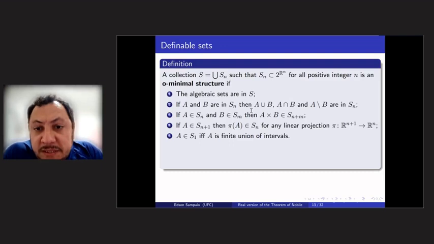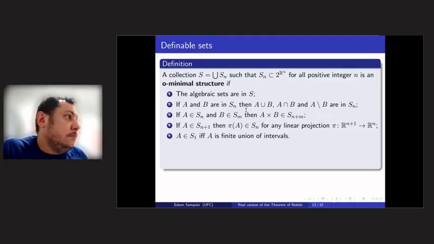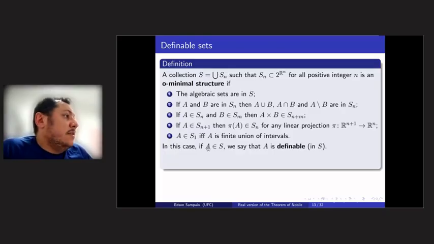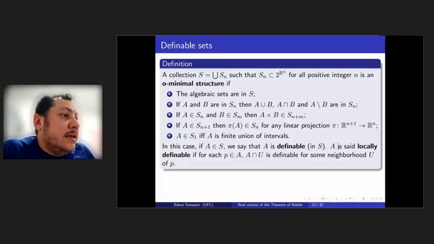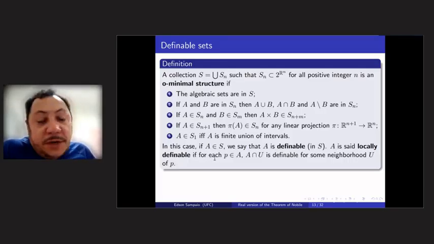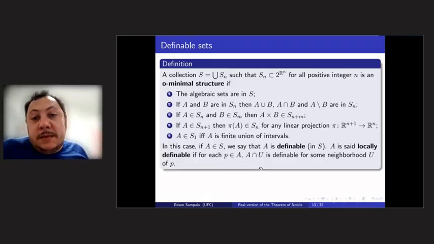If you don't understand this definition, a very easy example of an o-minimal structure is the collection of all semi-algebraic sets. In fact, the minimal one. So in this case, I will just say a set A is definable in S. And I will say A is locally definable if for each p in A, there is some neighborhood of p such that the intersection is definable.